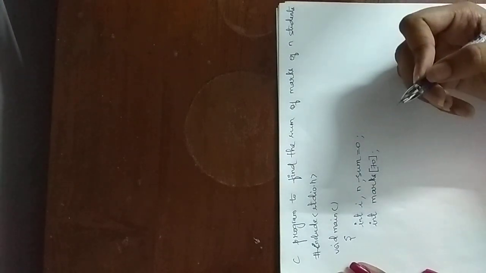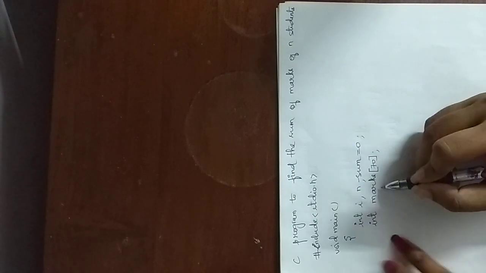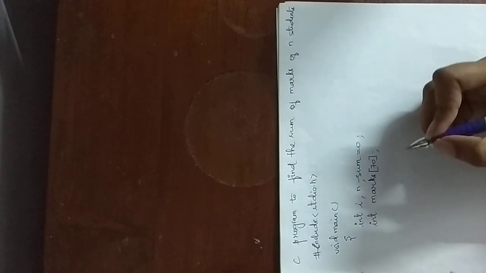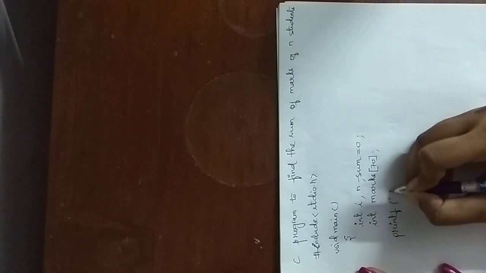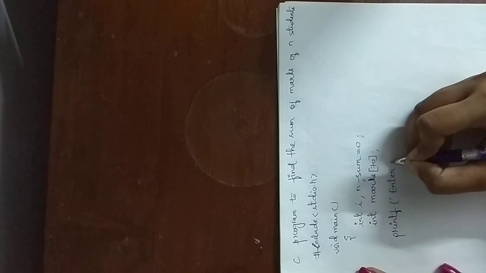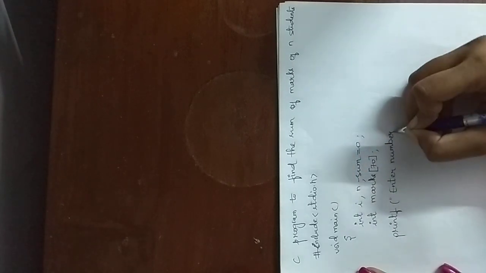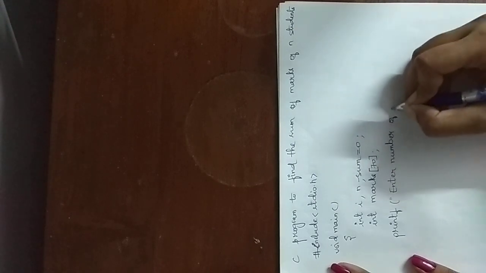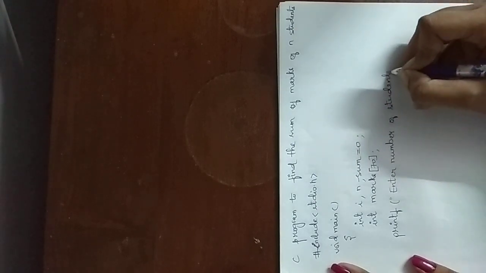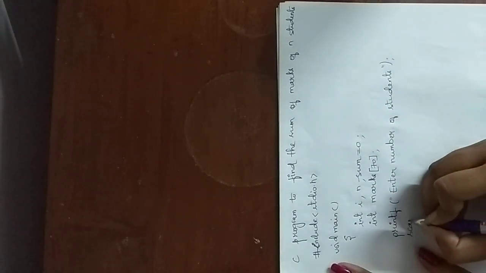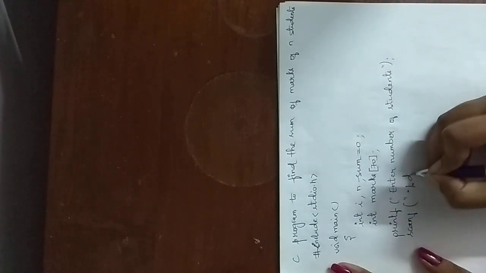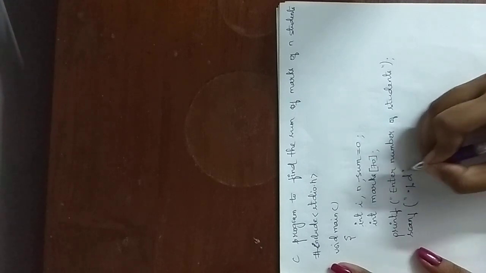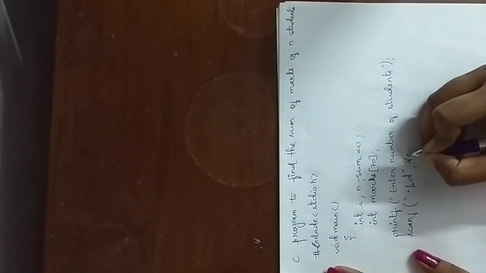Now, assuming that there are maximum 70 students, but yet let's ask a question to the user: how many students in the class are present? So let's get the number of students from the user. Let's put a simple printf statement saying enter the number of students in the class. To store the number of students, let's use a variable which is n. So scanf %d, because n is of the type integer, and ampersand n.